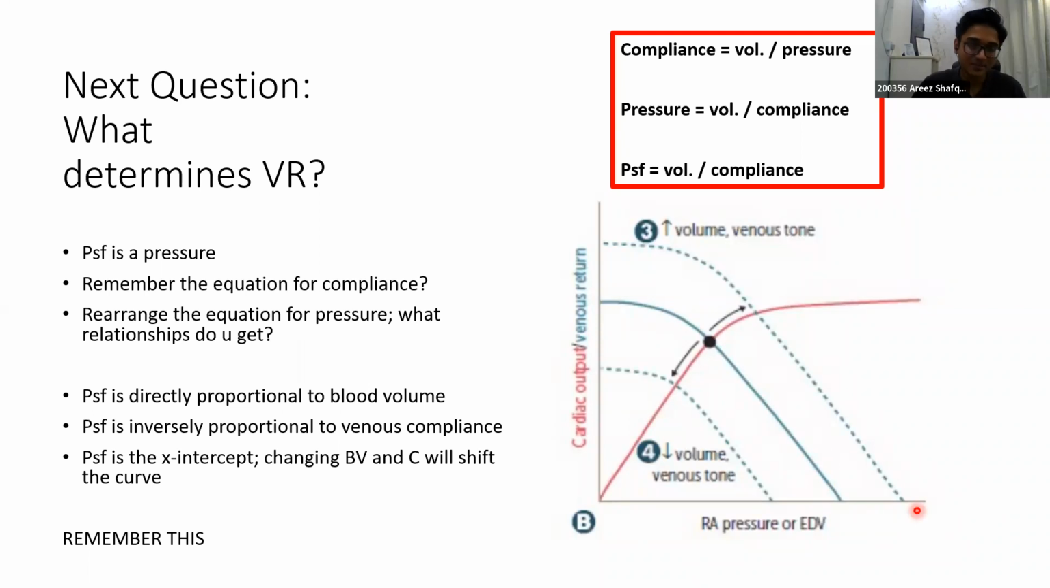Does this make sense? I'm going to repeat one more time. Compliance is how easily a vessel stretches. If I constrict the veins, I am decreasing compliance. Because compliance is inversely related to PSF, I will increase PSF. If I increase PSF, the curve shifts to the right. This is just in the veins. We're talking about the veins right now. Does this idea make sense to you? Okay, anyone else?